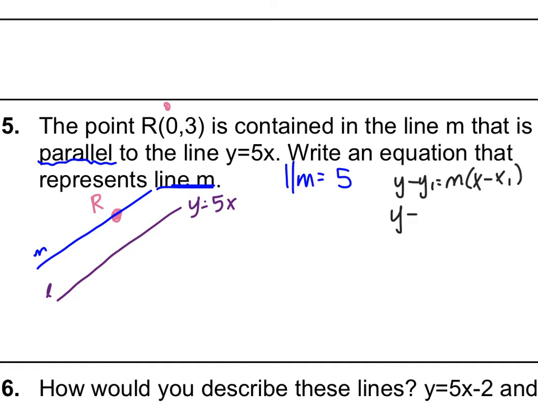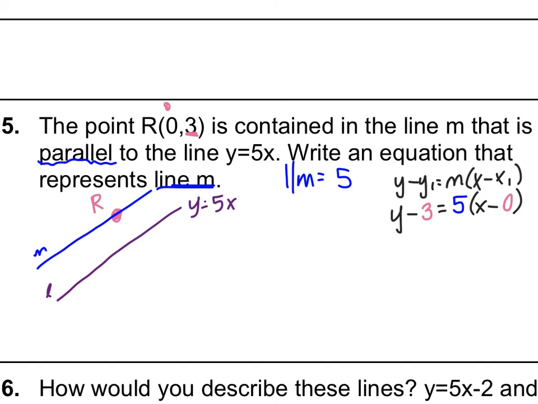So y minus, all right, I'm going to take the y1 from my point R equals, we determined our slope is 5 because it is parallel to the purple line, and then x minus my x1, which is 0. Okay, so if you're not sure where I got those points, just remember 0 and 3 come from point R, which is right here on line M, and then our blue slope of 5 comes from this line that it is parallel to. All right, so this is our equation in point slope form.